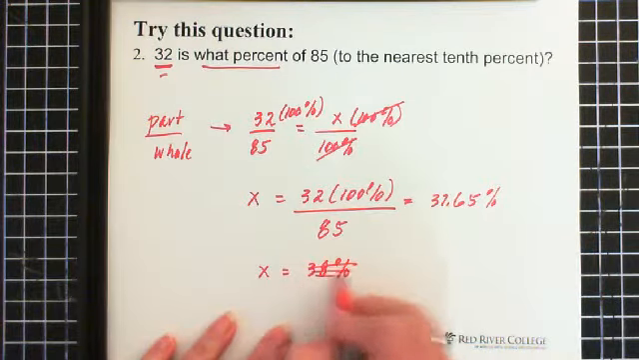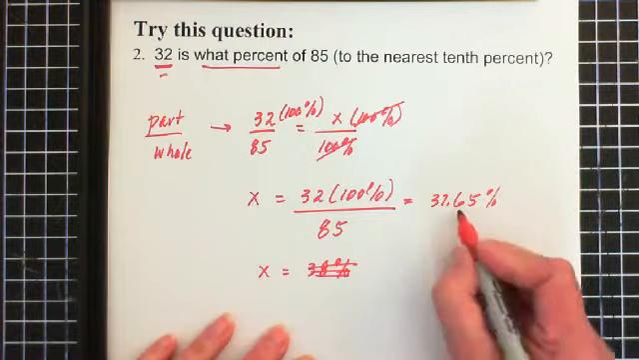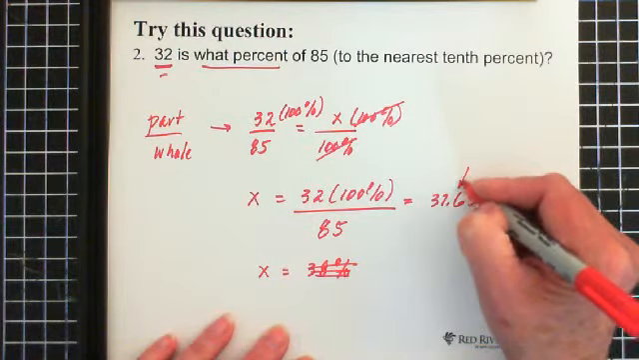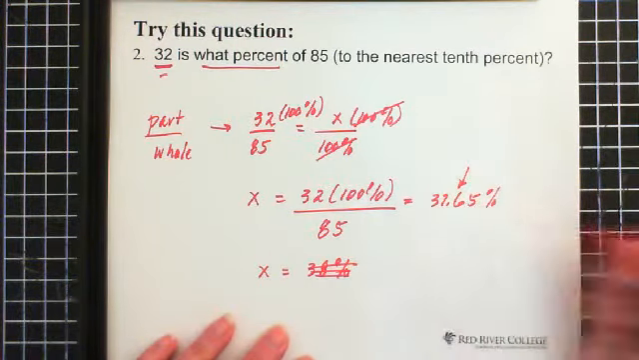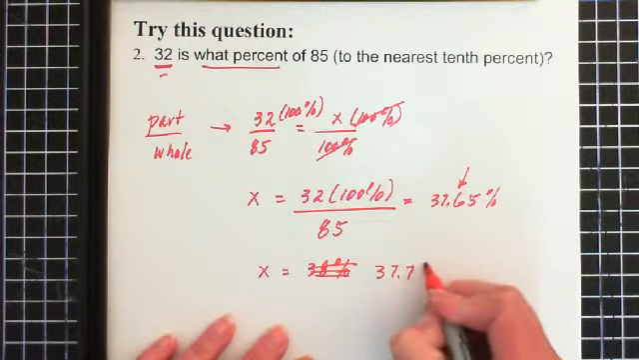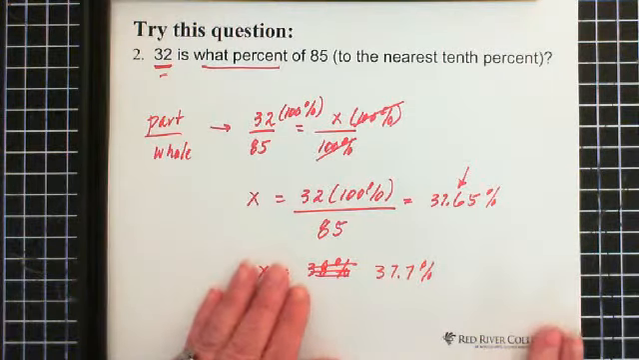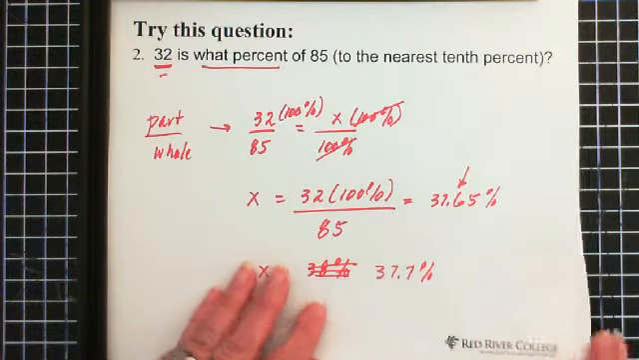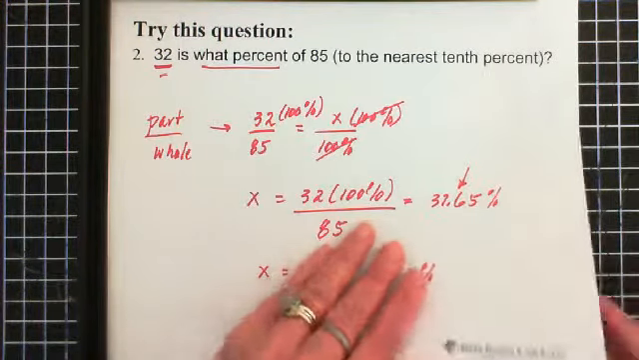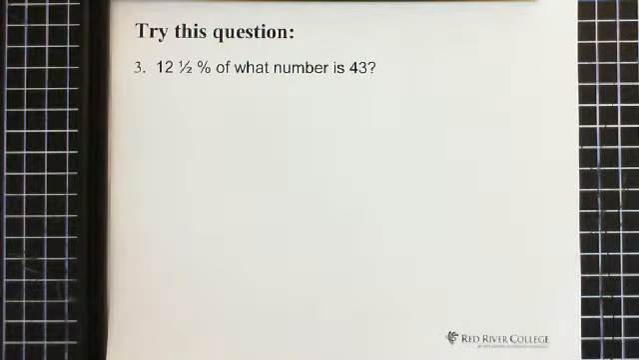So let's back up here to the nearest 10th percent. So the 10th percent is here. That 5 means that we need to round up, so it becomes 37.7%, and that would be the answer. And last question. I think it's the last one, yep. So again, pause the video, try the question, and then come back.